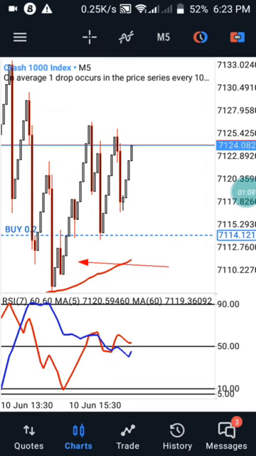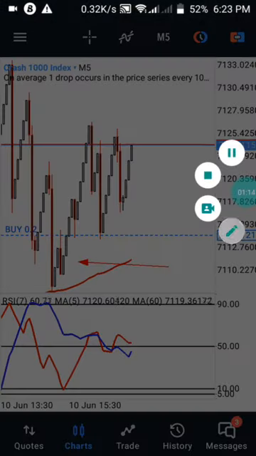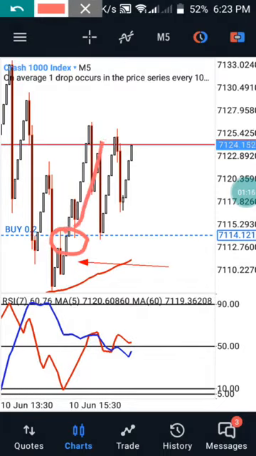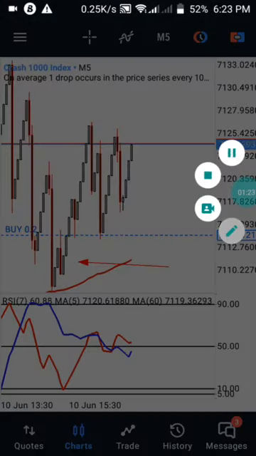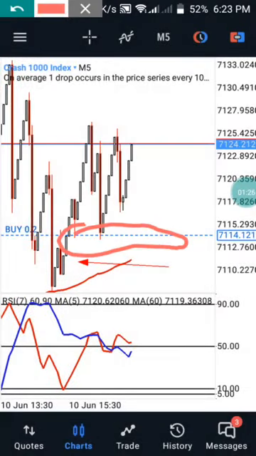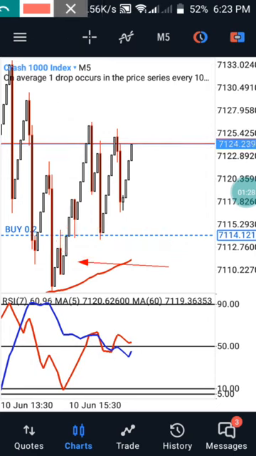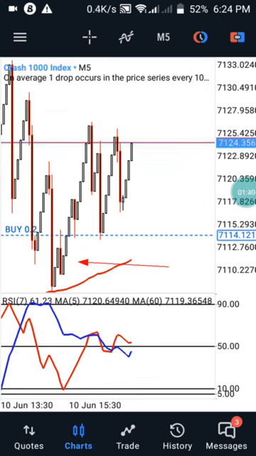As you can see now, we have an entry at this particular moment. We have an entry that is currently moving, and we see that it is moving in our profits. I will show you guys the reason why I took my entry at this level using this strategy, and how to trade using this strategy successfully. I'm going to share the settings of this strategy, but let me first explain how to use this strategy on crash 1000.